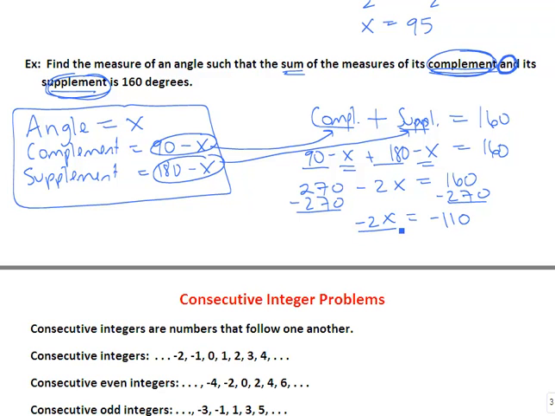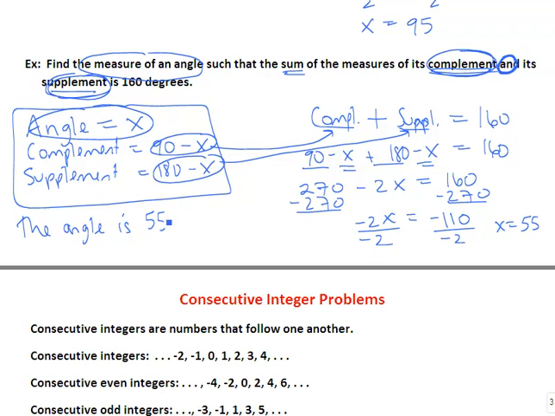So when I divide, make sure you divide by the negative as well as the 2. We get x equals negative 110 divided by negative 2, which is positive 55. Final answer. Remember, in these problems you're looking for the measure of the angle, the original angle, which will always be your x. So here the angle is 55 degrees. And we're done.